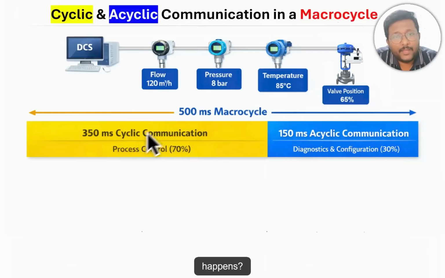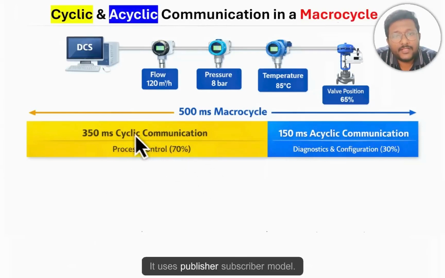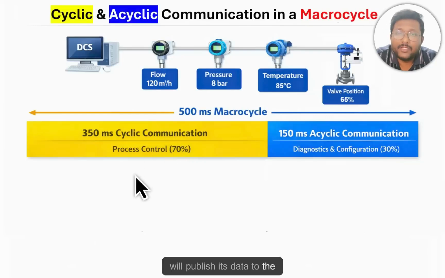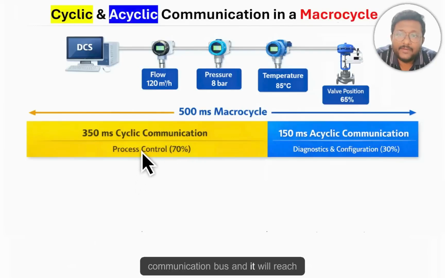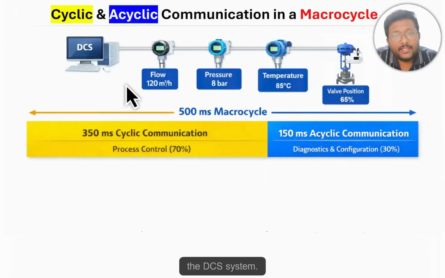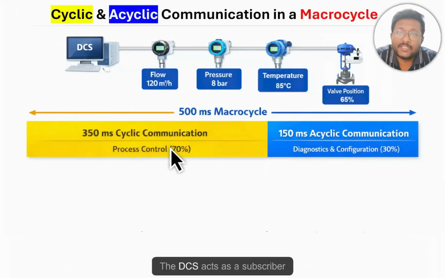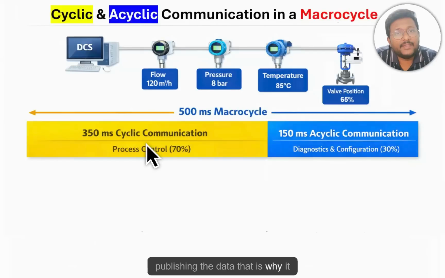Cyclic communication, what happens? It uses the publisher-subscriber model. That means the field instruments will publish their data to the communication bus and it will reach the DCS system. The field instrument acts as a publisher, the DCS acts as a subscriber. Because the DCS is the receiver, that is why it is called a subscriber. And the field instruments publish the data, that is why they are called publishers, right?